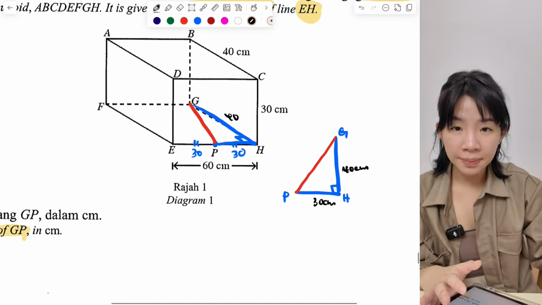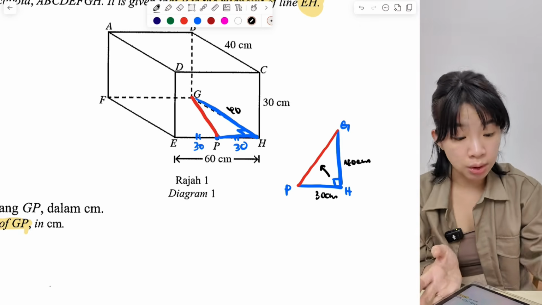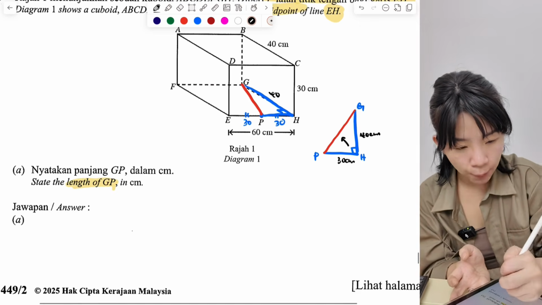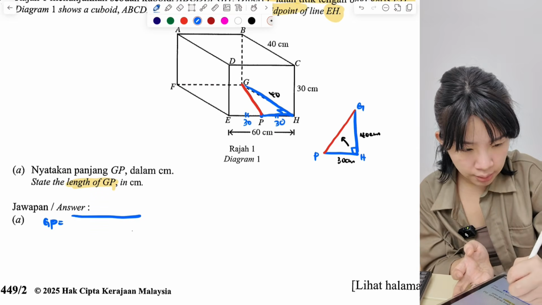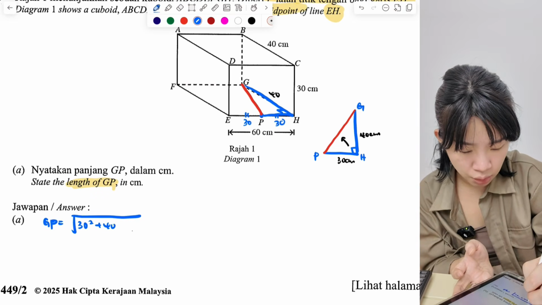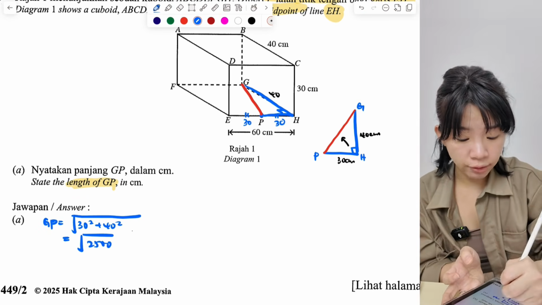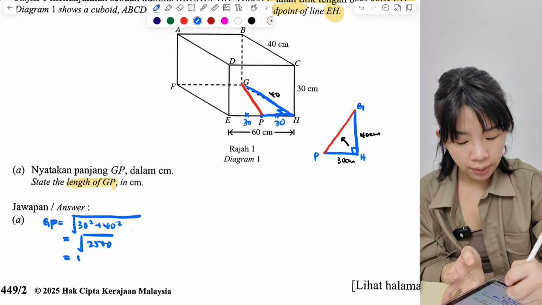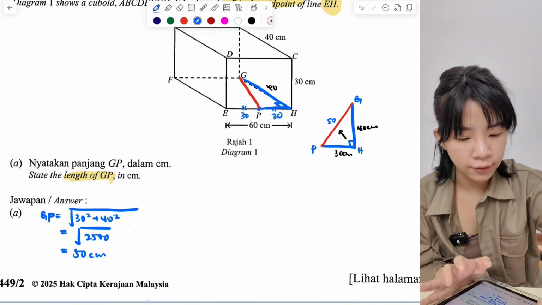We use Pythagoras theorem to find the other side, correct? So Pythagoras theorem plus or minus. Opposite of 90 degree is always the longest. So we want to find the longer side. So we plus. GP equals square root of 30 squared plus 40 squared. So we get square root 2,500. Square root 2,500 will be 50 cm. Okay, so here we got the answer, 50.